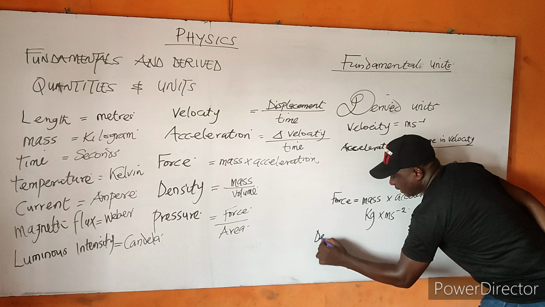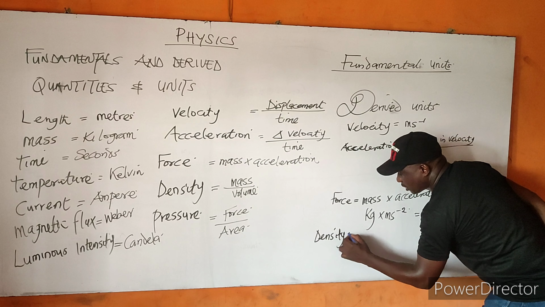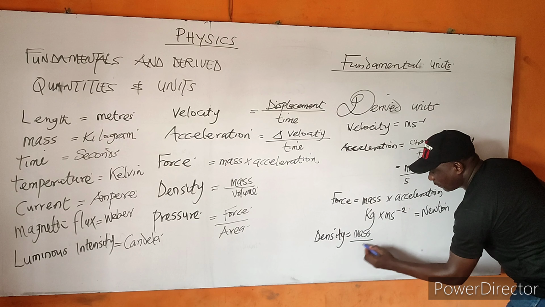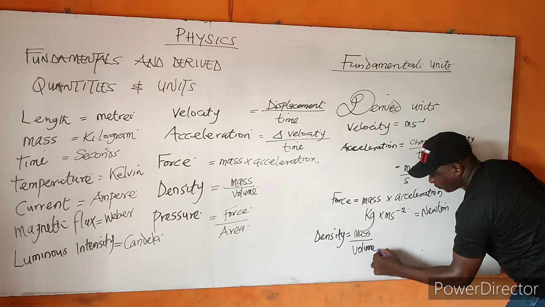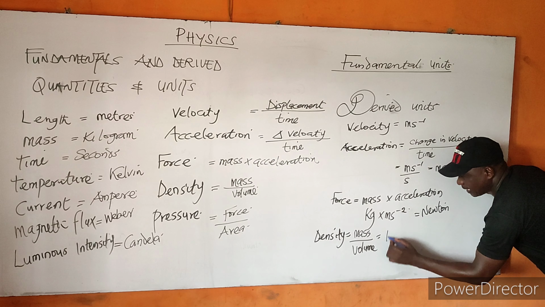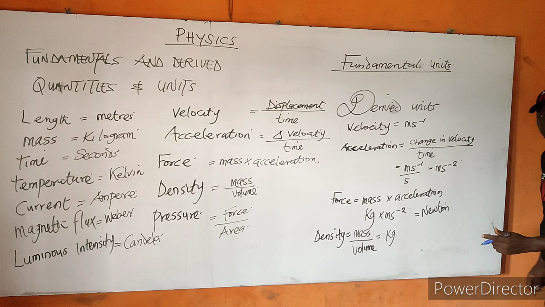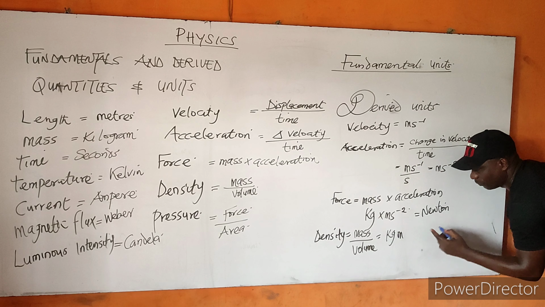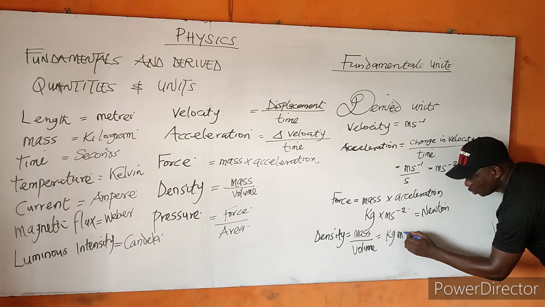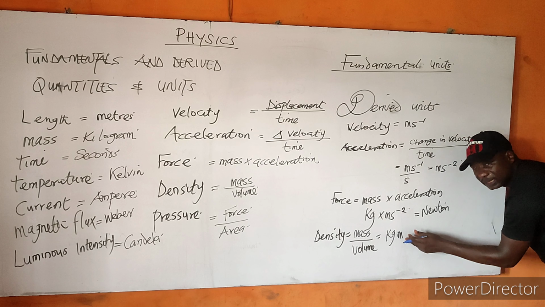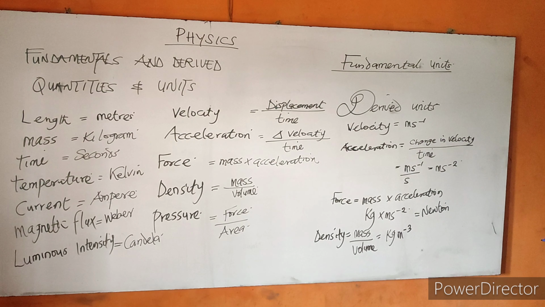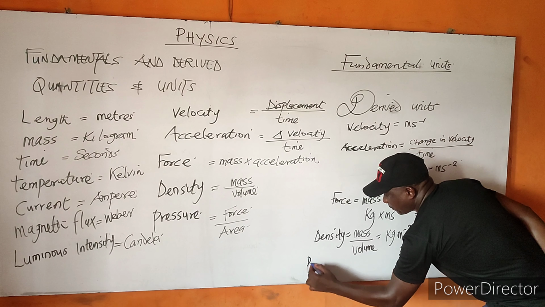Then we talk of density. Density, of course, is the mass of a body all over the volume. What is the unit of mass? That is the kilogram. And of course, our volume, that's a three-dimensional shape. We have a meter for one, area for two, and the third one, which is the volume, per meter cube. That is our density.